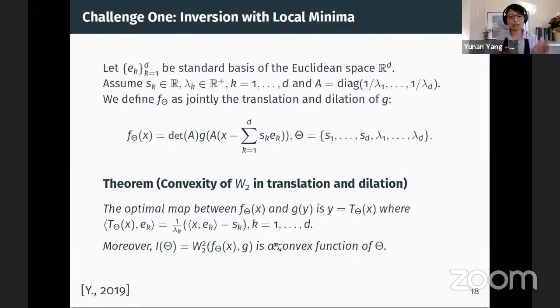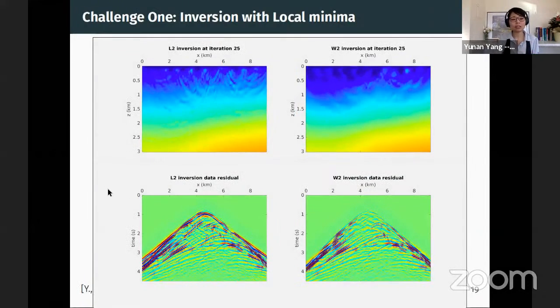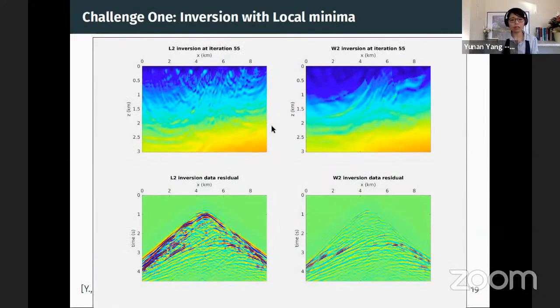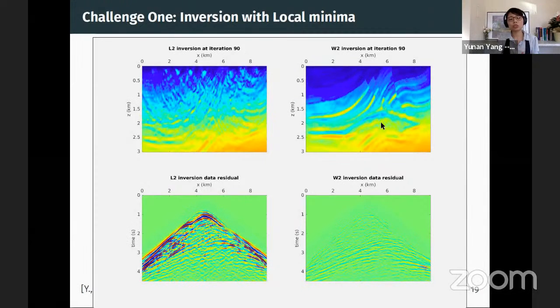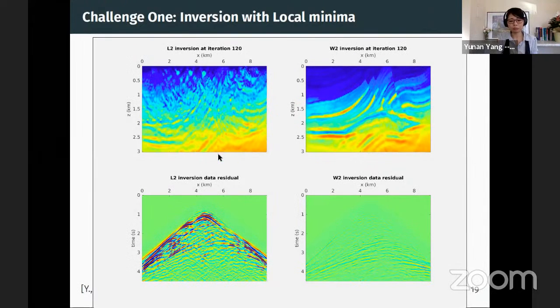statistical implications. For example, when we compare normal distributions, the most widely studied distribution in statistics, the translation corresponds exactly to the mean change, and the dilation corresponds exactly to the variance change. And this property also tells us that it will be convex in both the mean and the variance. And this is the theoretical guarantee of why numerically we can see radically different behavior and how Wasserstein distance does the job much better than the L2 norm.